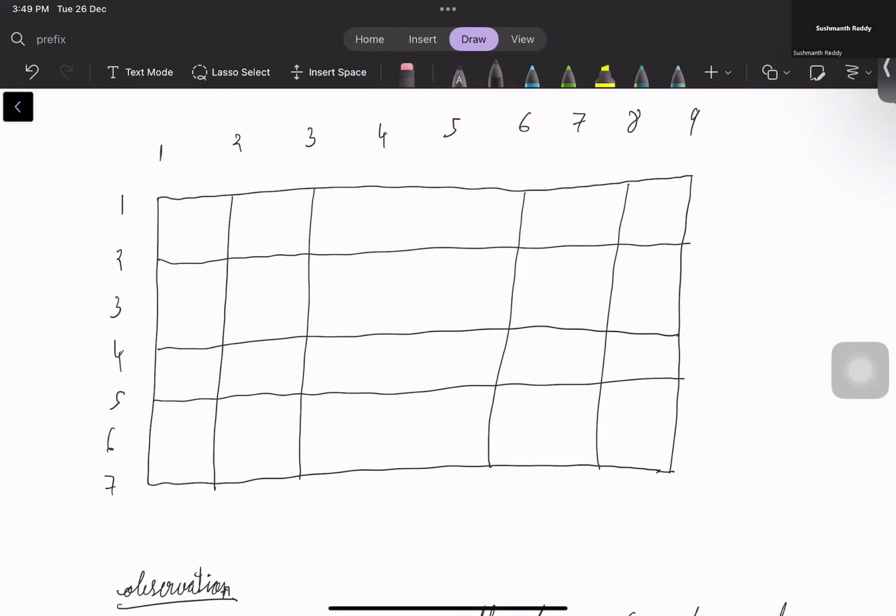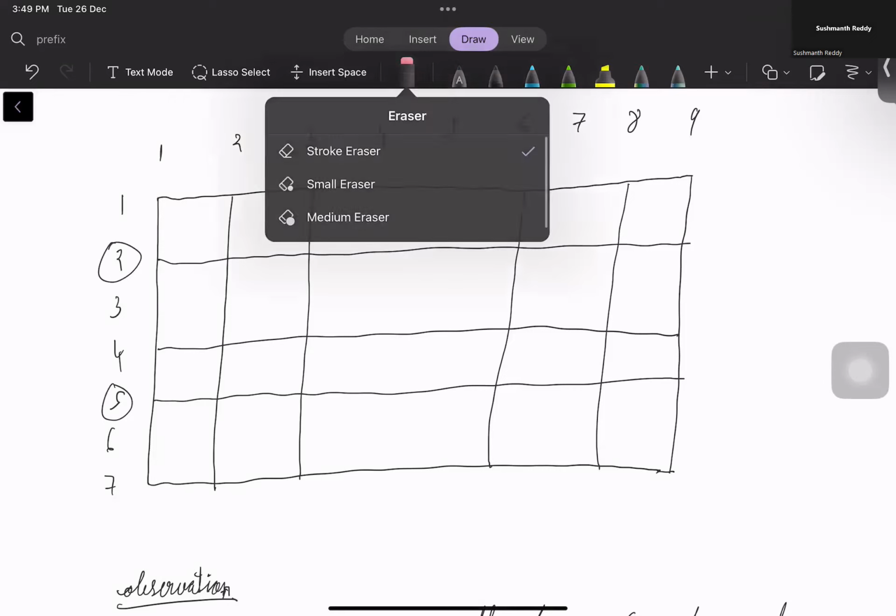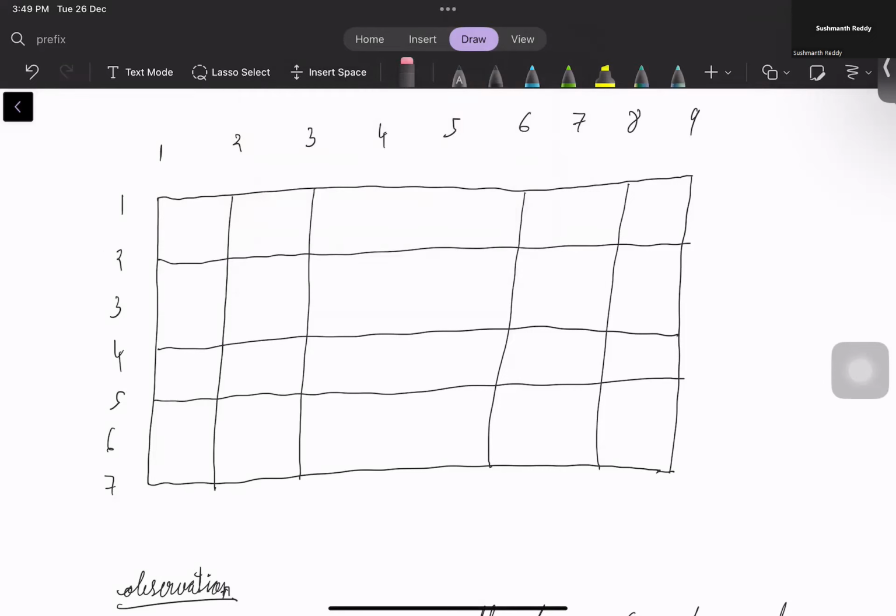Similarly, we can form a side of length 7 and 5. Similarly, we can form a side of length 7 and 4. Similarly, we can form a side of length 5 and 2, and so on. Right? So that is because we can just remove all other barriers and leave out those barriers which are contributing to the side length. Right?